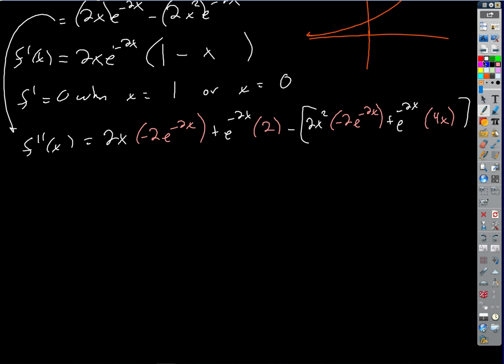If I simplify this, this whole thing here is going to be negative 4x e to the negative 2x. Here I get a plus 2 e to the negative 2x. I've got to distribute the negative here, right? So I'm going to get a minus the negative, which is plus 4x squared e to the negative 2x, and then minus 4x e to the negative 2x. So look, those two terms are like terms, they add up.